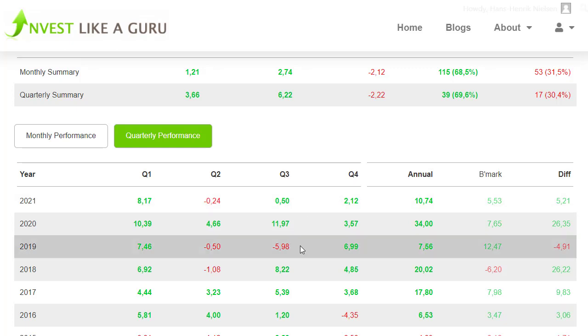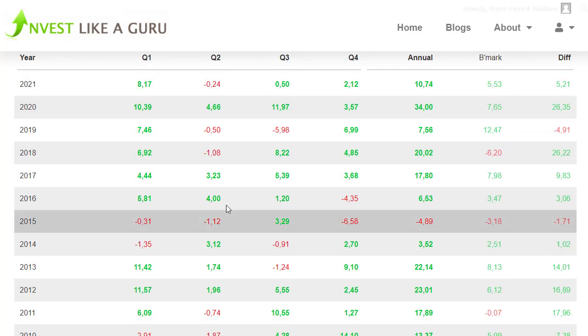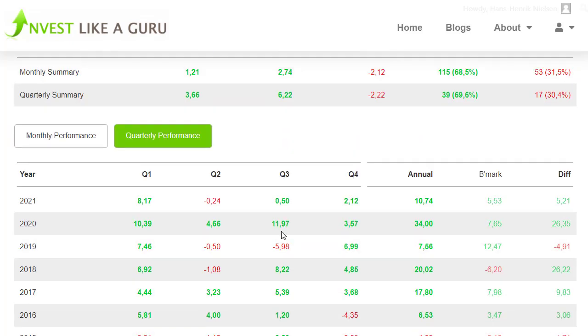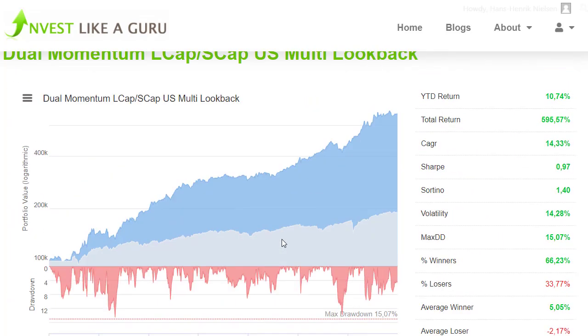So that is some very solid stats here. You can see there are not many losing quarters. There are a few down here in the 14-15 where they had some rough years, trend following had some rough years there. So that is a very, very good improvement.